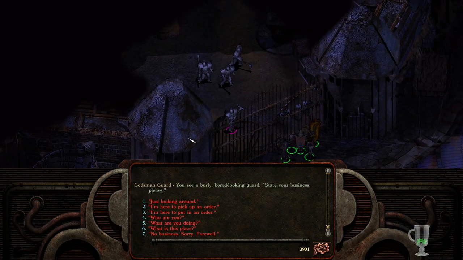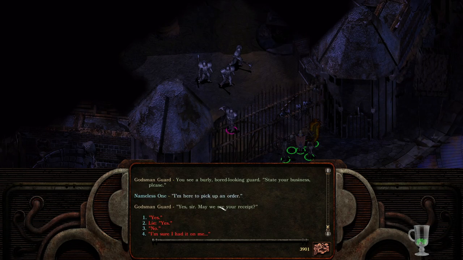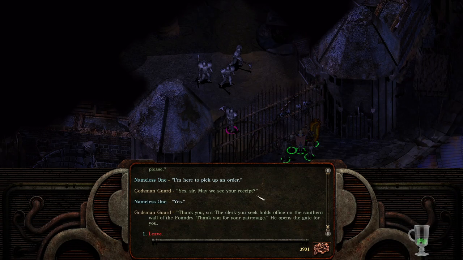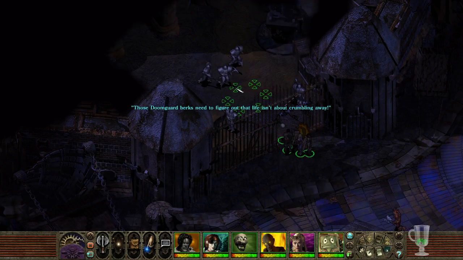See a burly, bored-looking guard. State your business, please. This is Canada, actually. I'm here to pick up an order. Yes, sir. May we see your receipt? Yes. Thank you, sir. The clerk's office is on the southern wall of the foundry. Thank you for your patronage. He opens the gate for you. Thank you, Godsman.